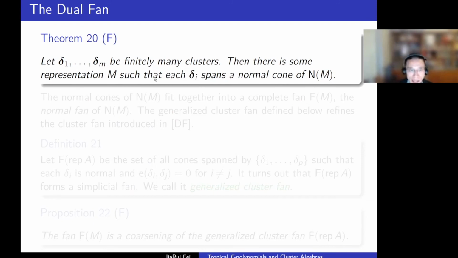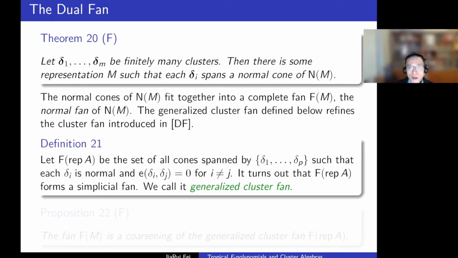Here the situation is, I give you finitely many clusters, say delta 1 up to delta n. Each cluster will be a set of delta vectors satisfying a certain condition, right? Then I can always construct a representation such that each of those deltas spans the normal cone of the Newton polytope.